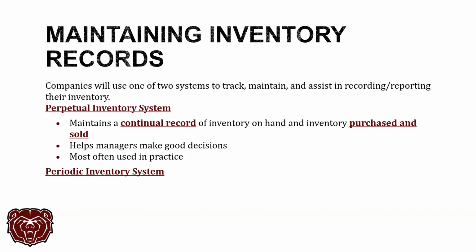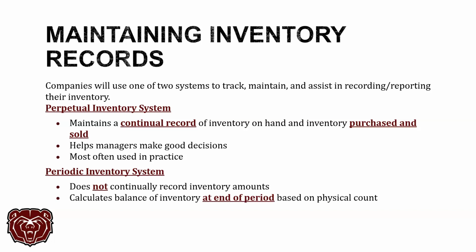The other type of inventory record keeping is the periodic inventory system. This does not continually record inventory counts, and you calculate your ending balance at the end of a period based on a physical count. How many boxes of Count Chocula do I actually have on my shelf and in the store, or in the warehouse? Okay, you make an adjustment for purchases and sales of inventory at the end of the period, to correct your accounts. That is an adjusting entry you will make with a periodic inventory system.